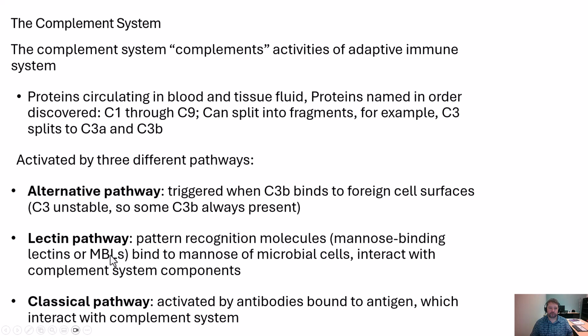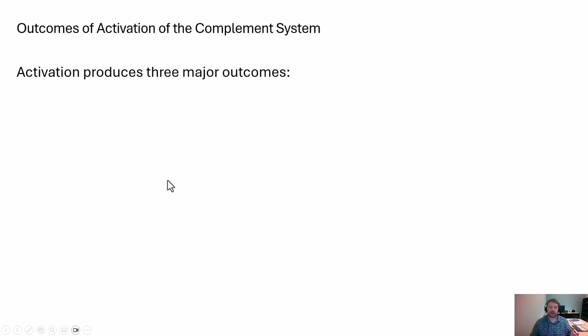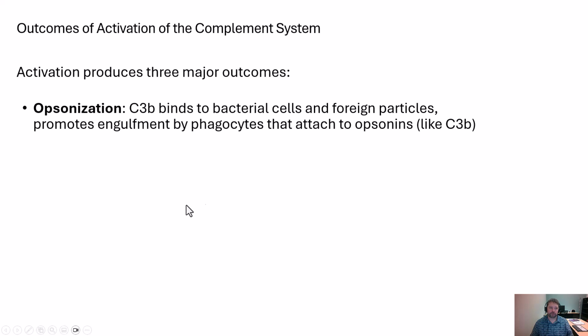You can have the alternative pathway, the lectin pathway, the classic pathway. Now let's look at how those will activate different major outcomes. Okay, so again, this is just an overview of how this works. Opsonization is when C3b binds to the outside of a cell, like a bacteria cell, and that will promote phagocytes to attach to the opsonin, okay, and then consume the material.